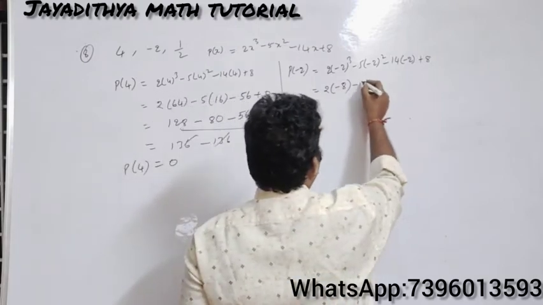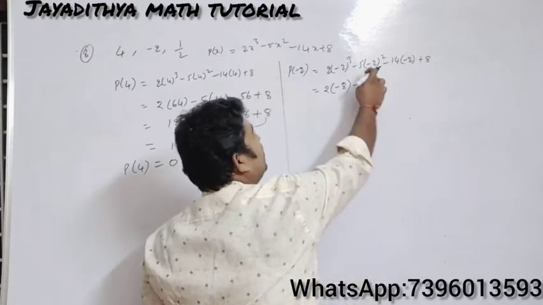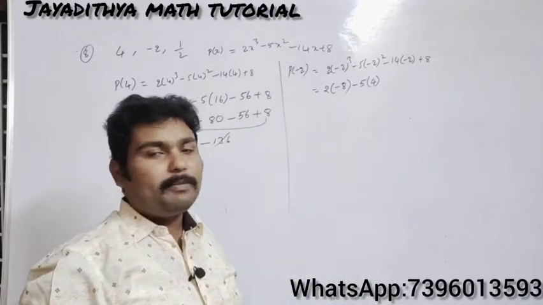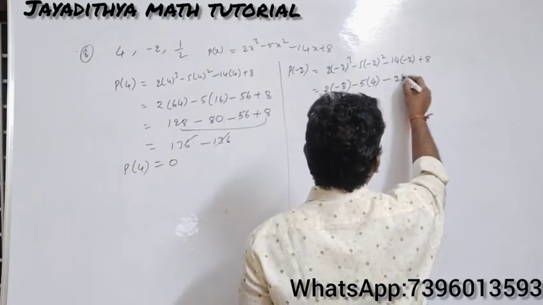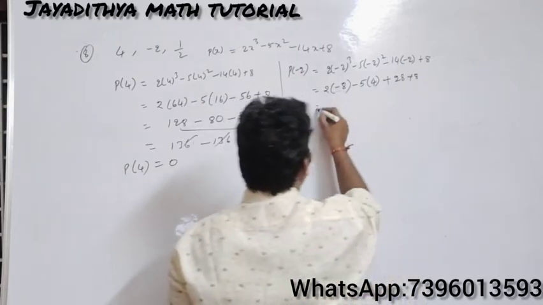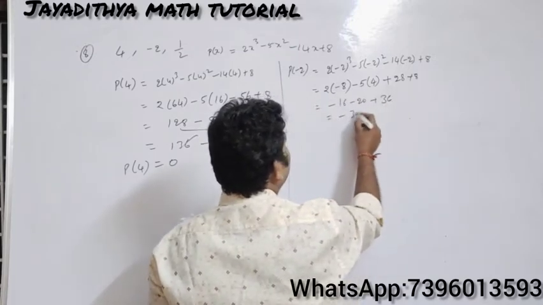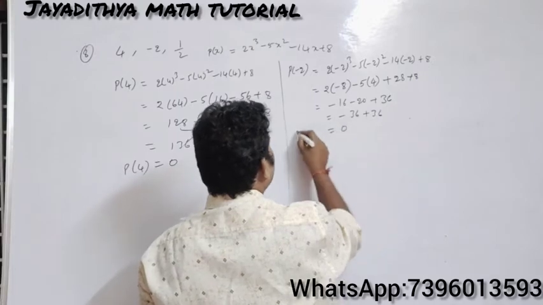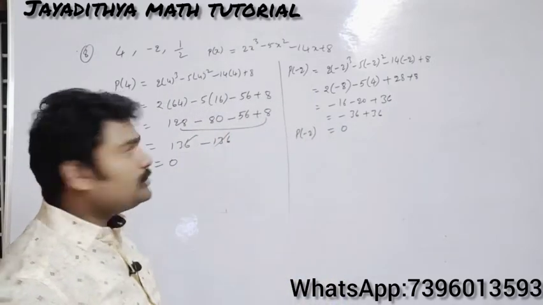And this is minus 5 into minus 2 whole square. Minus 2 whole square will be plus 4, so a negative number to an even power will always be positive. Minus 14 into minus 2 is plus 28, plus 8. So this is equal to minus 16 minus 20, 28 plus 8 is 36. So this is minus 36 plus 36. Again you got the answer as 0. So P of minus 2 is also equal to 0. Therefore minus 2 is also a zero of the polynomial.